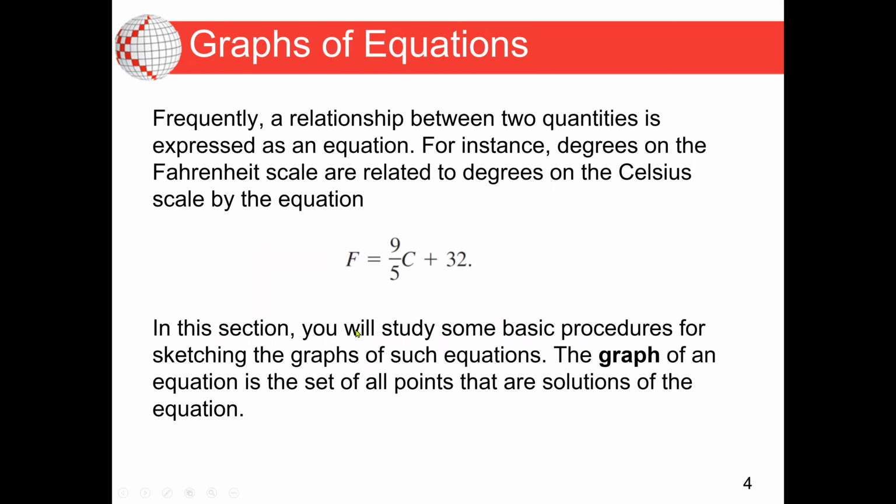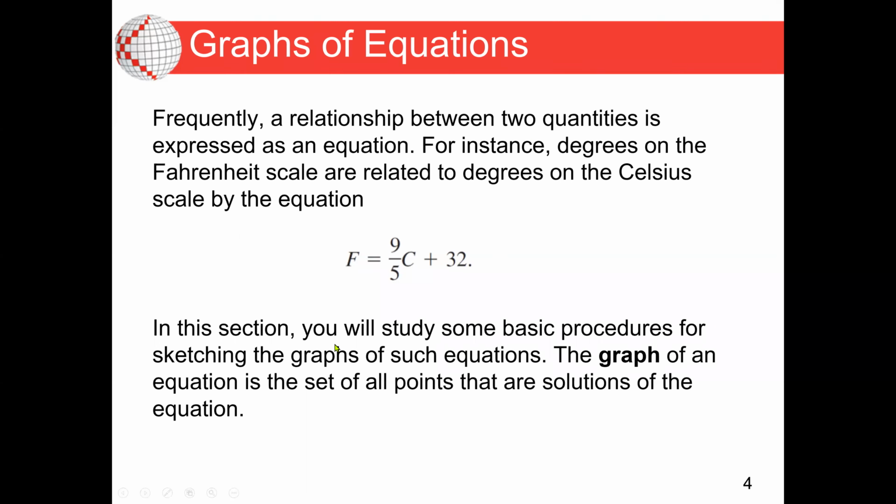So we start with an example here. We have F equals 9/5 C plus 32. And when we have an equation like this, it says that there's a relationship between F, which will be degrees Fahrenheit, and C, degrees Celsius. The relationship is the equation that we see here. So frequently a relationship between two quantities, in this case F and C, degrees Celsius and degrees Fahrenheit, can be expressed as an equation, as we can see.